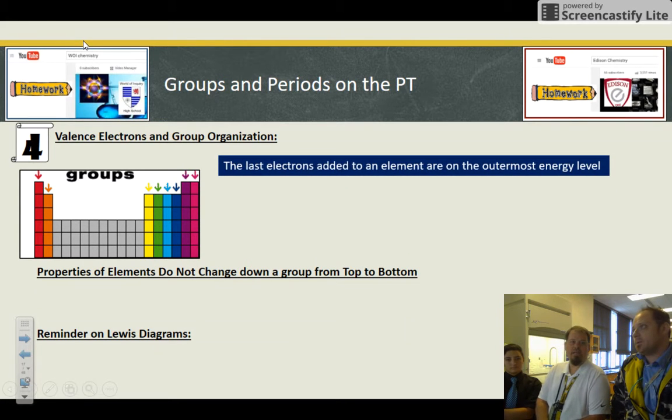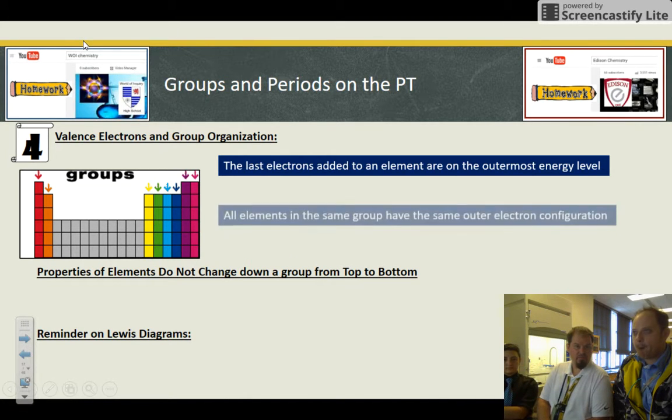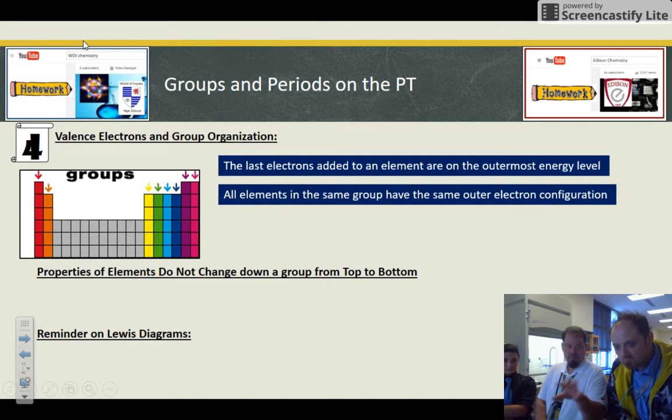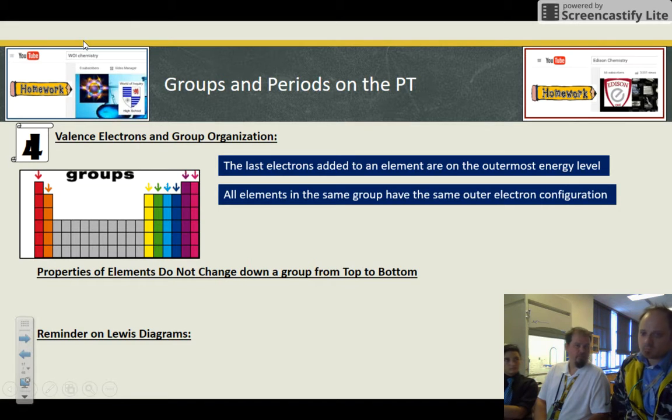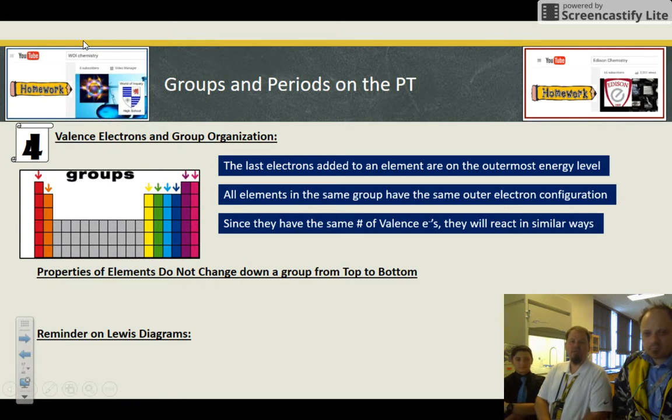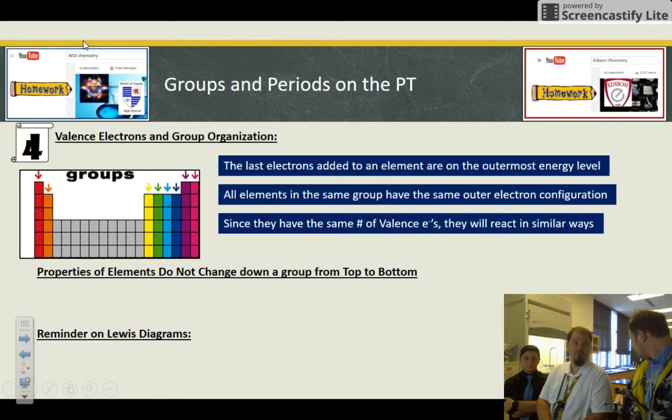Now the groups, they go up and down. The last electron added to the element is on the outermost energy level. That's valence electrons. All the elements in the same group have the same outer electron configuration. That is specifically in the ones in this picture that are tall, because the transition elements get a little weird as far as their number of valence electrons. They don't follow necessarily the procedure. And since they have the same number of valence electrons, they will all react in similar ways. This is very, very important. That might be the most important part of this particular slide. You might want to put a star there.